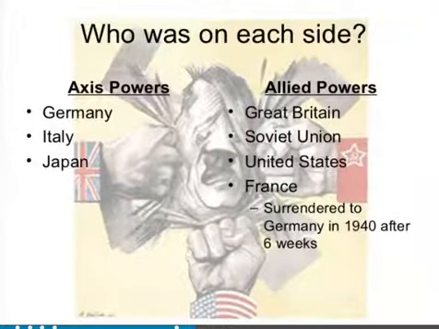Who was on each side? Axis powers: Germany, Italy, and Japan. Allied powers: Great Britain, Soviet Union, United States, France. France surrendered to Germany in 1940 after 6 weeks. That's what you call being techno.